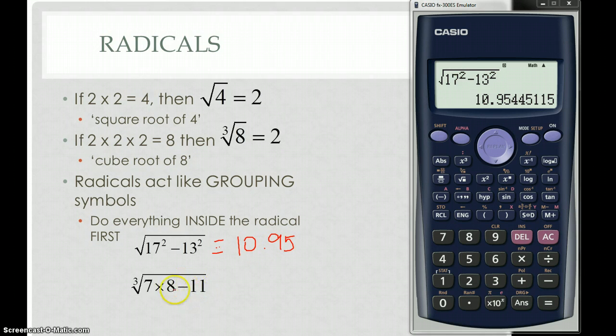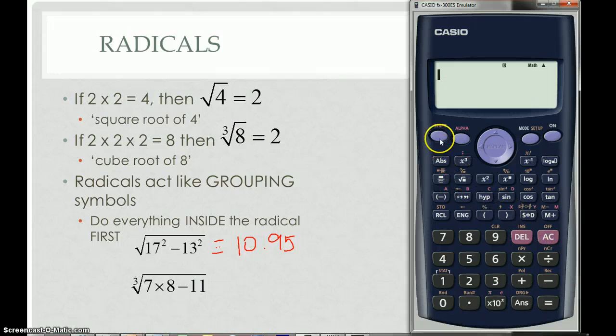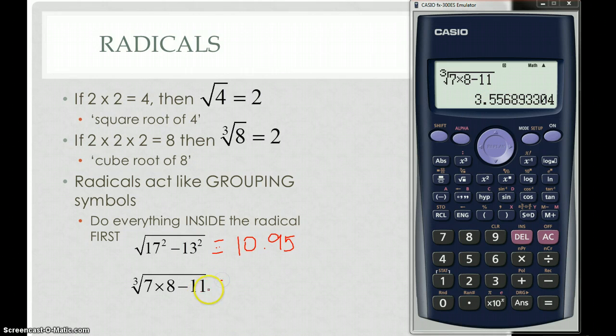Let's do the next one, again following order of operations. So this time I want to do the cube root, so that's the shift square root button, and then I type it just the way I see it, 7 times 8 minus 11, and I hit equals, and again I didn't tell you how much to round it to. Let's round it to 1 decimal place. Since the next digit needs to be 5 or bigger, and it is, I round up, so I get 3.6.